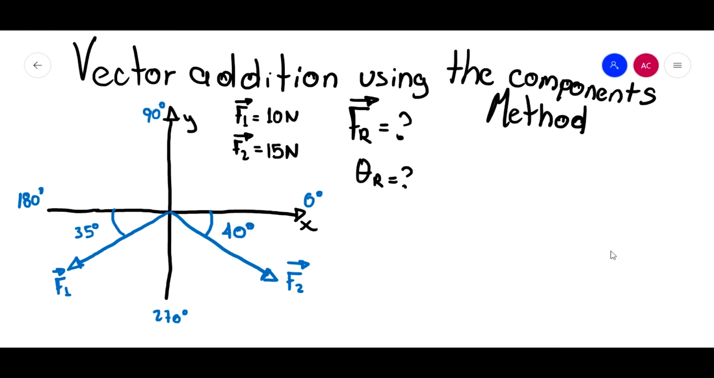In this case, this is problem number 2 about vector addition using the component methods. Now, we're going to do exactly the same. We're going to find the resultant force and the resultant angle. But there is something different about this.